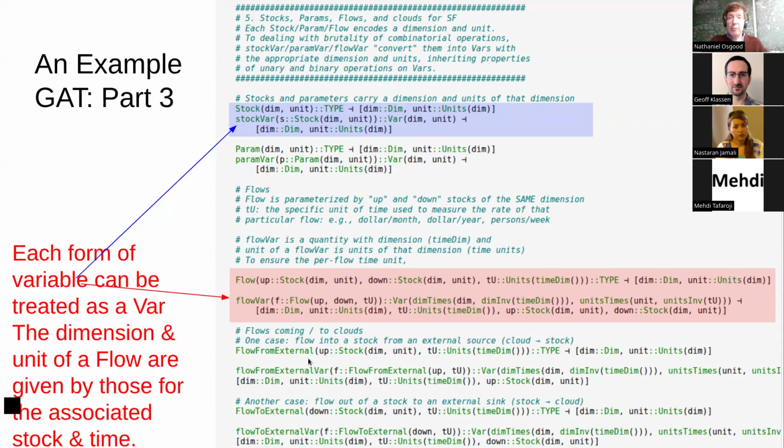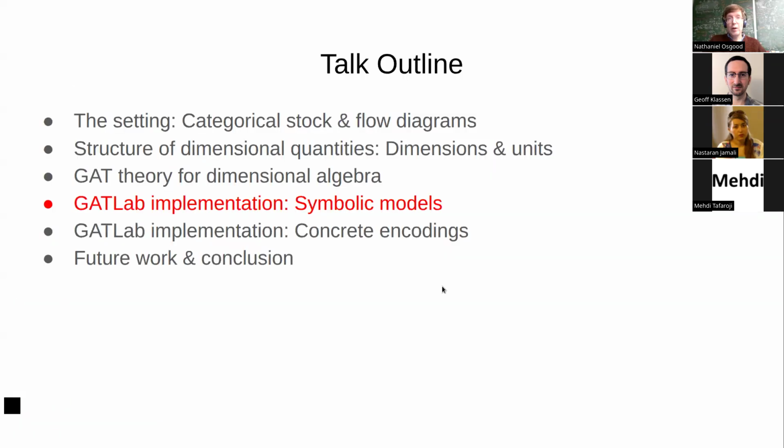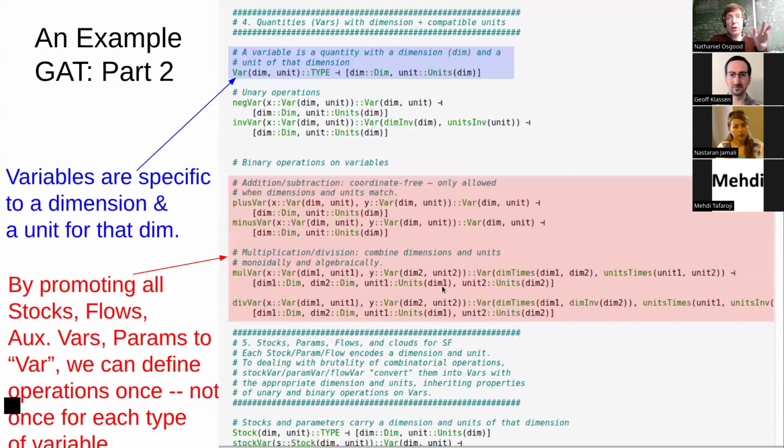And then we can have flows from clouds and flows to clouds, etc. But the point I want to highlight is that it knows about dimensional homogeneity. It knows that if a flow goes between stocks, it has to go between stocks of comparable dimensions and units, which is really quite sweet. So this is our theory.